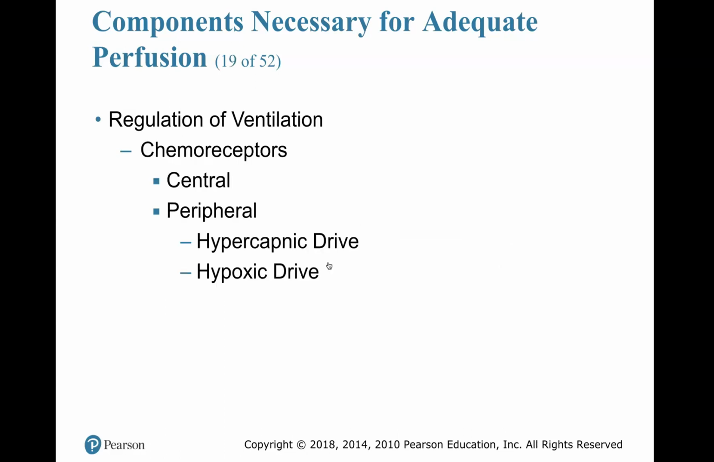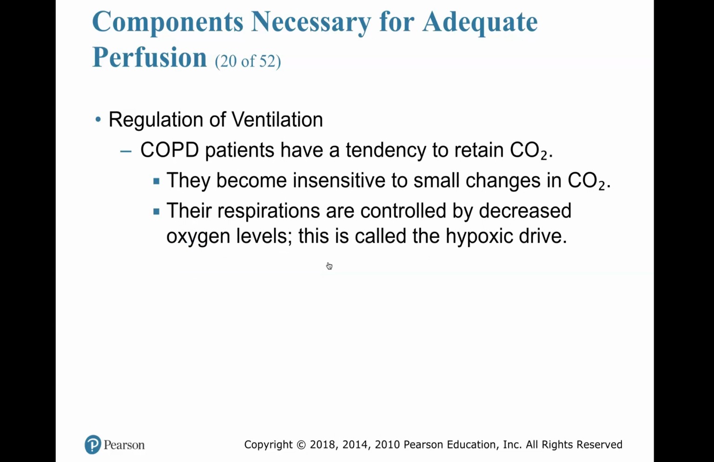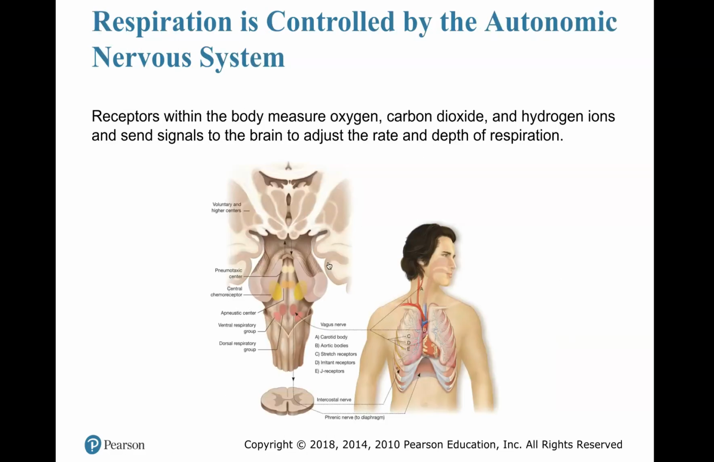Chemoreceptors are central and peripheral. In the peripheral, you have the hypercapnic drive and the hypoxic drive. COPD patients have a tendency to retain CO2, or carbon dioxide. They become insensitive to small changes in carbon dioxide. Their respirations are controlled by decreased oxygen levels. This is called the hypoxic drive.